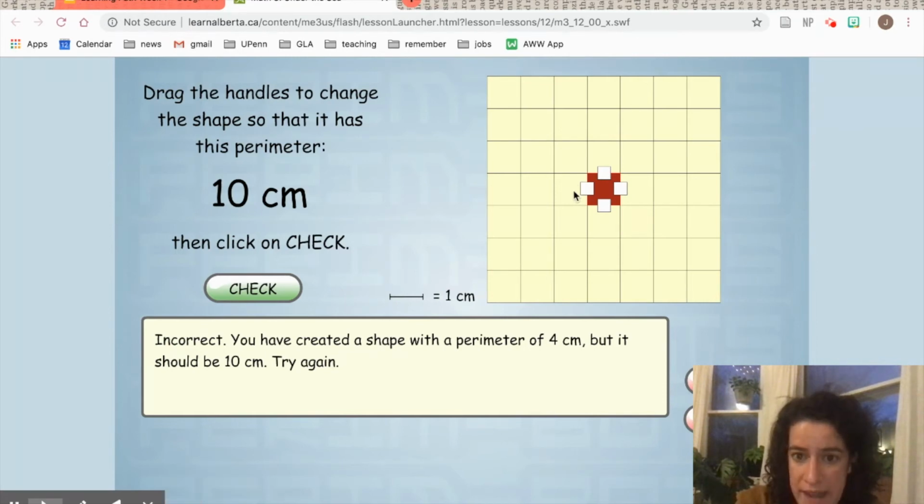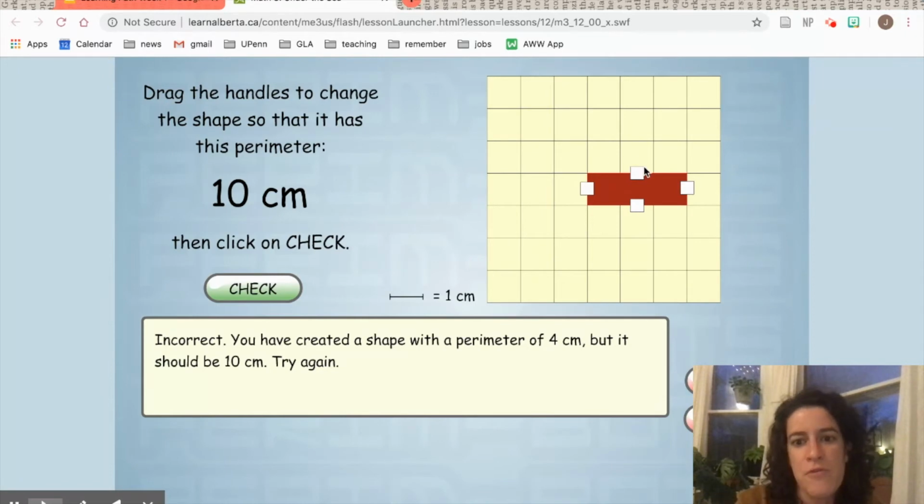So 1 for this side, 2 for this side, 3, 4, or like 1 unit on this side, 1 unit on this side, 1 unit on this side, 1 unit on this side. I just counted it up as I went. 1, 2, 3, 4. That's not 10 centimeters. I know I need to make this bigger, so I'm going to try this.